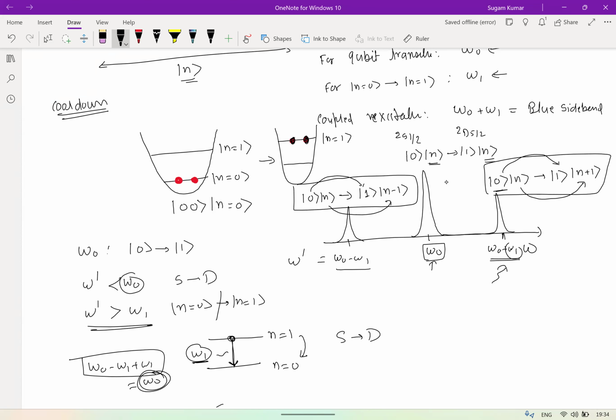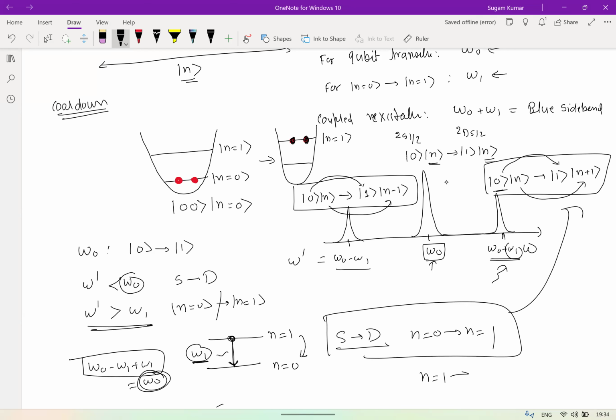You have a frequency higher than that, and this frequency will be used to make both transitions, S to D and also from N0 to N1, in the blue sideband. But in the red sideband, it is going to make N1 to N0, and then S to D will take place. It means S to D will take place only and only if the ions or this vibration is already in the n equal to 1 state.